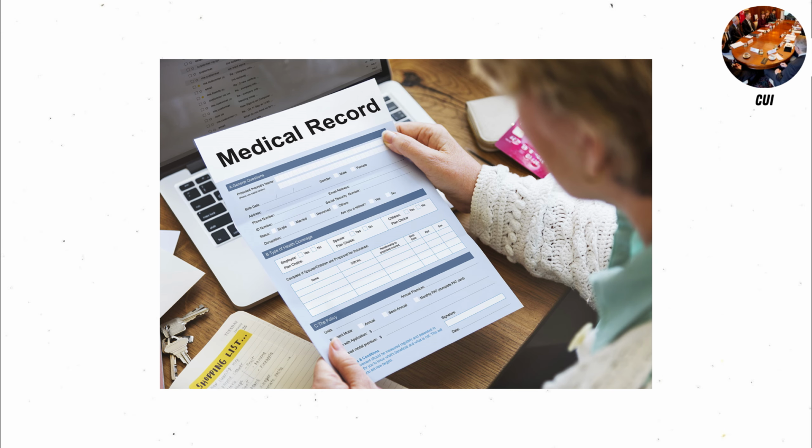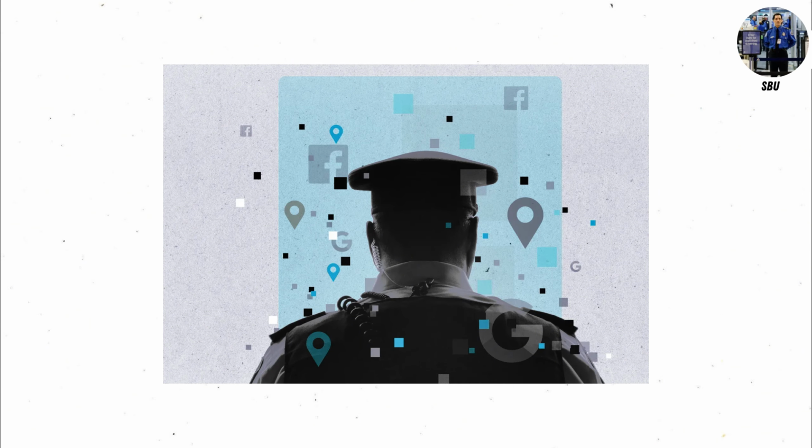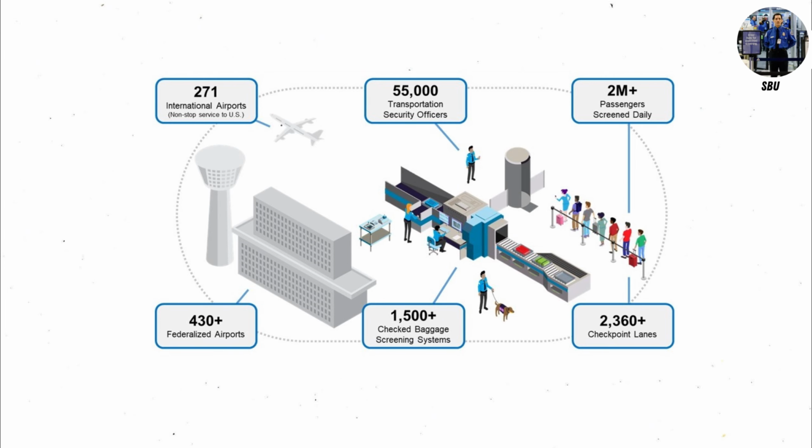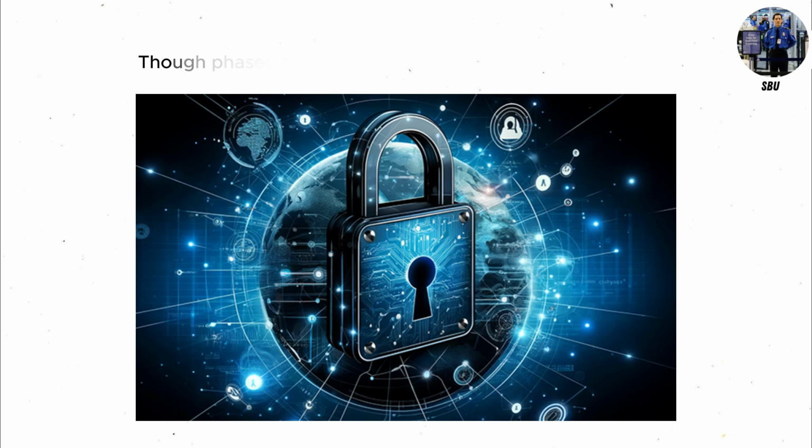SBU. This is a legacy designation for information considered sensitive but not formally classified. It was widely used before the CUI program standardized markings. SBU documents often include law enforcement details, airport security procedures, or personnel records. Though phased out, the term still appears in older materials.